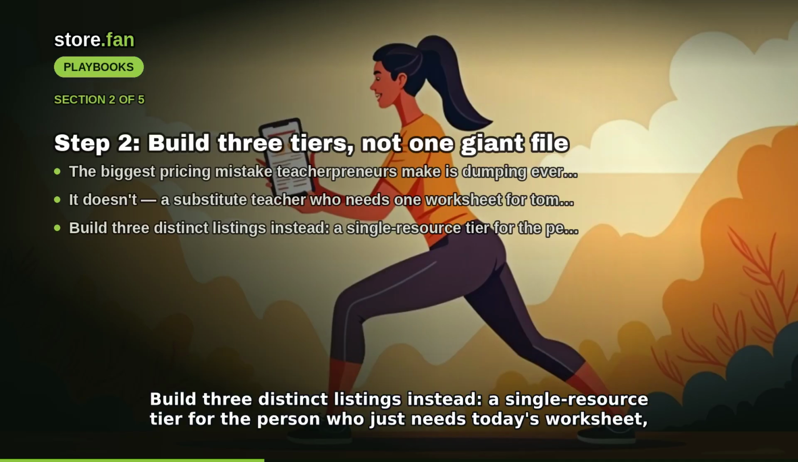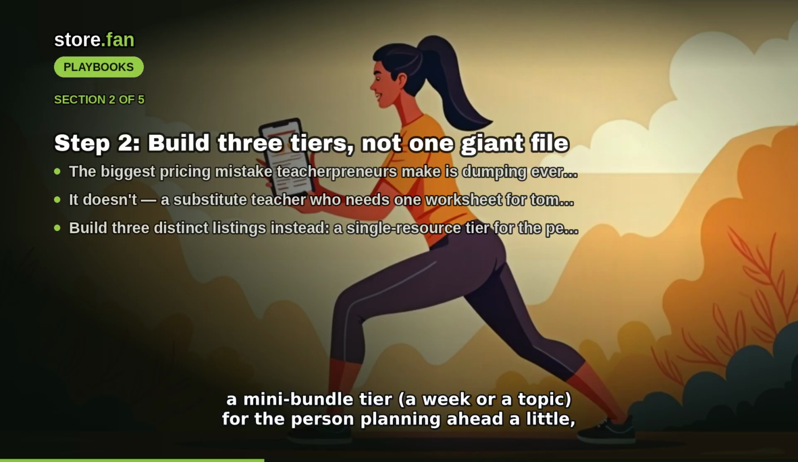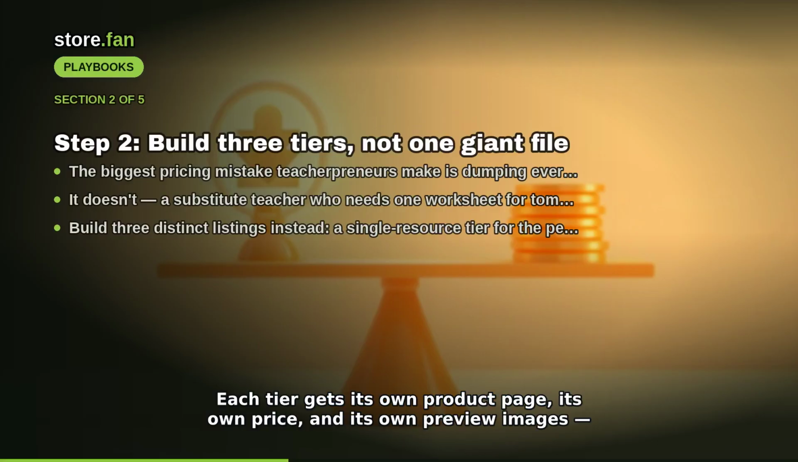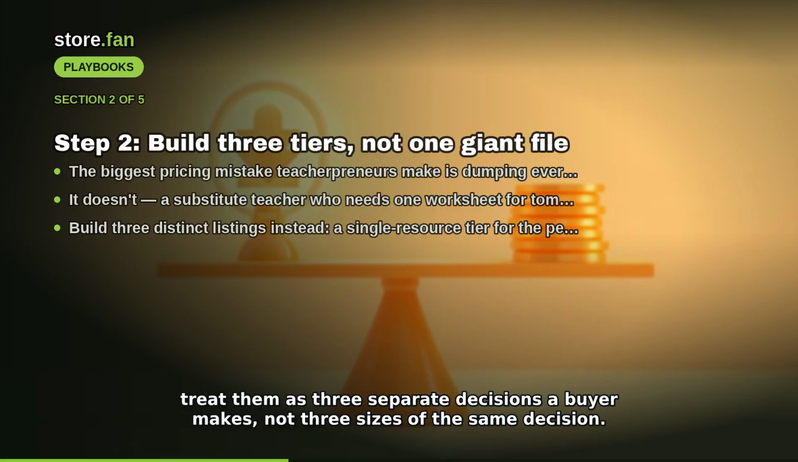Build 3 distinct listings instead. A single resource tier for the person who just needs today's worksheet. A mini bundle tier, a week or a topic, for the person planning ahead a little. And a full unit tier for the buyer who wants the whole thing done for them. Each tier gets its own product page, its own price, and its own preview images. Treat them as 3 separate decisions a buyer makes, not 3 sizes of the same decision.